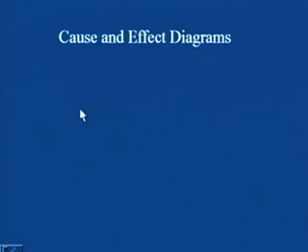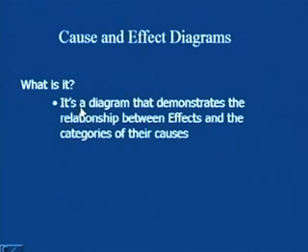Another tool in the 7 tools category is the cause and effect diagram. It is a diagram that demonstrates the relationship between effects and the categories of their causes. This is a very useful tool: whenever we try to find out the possible causes of a problem, we should always draw the cause and effect diagram. It helps us reveal the different aspects or different causes at different levels, what are the causes that affect the problem.